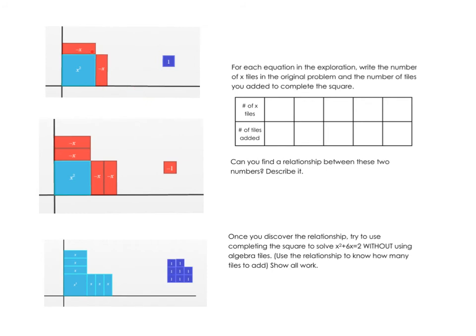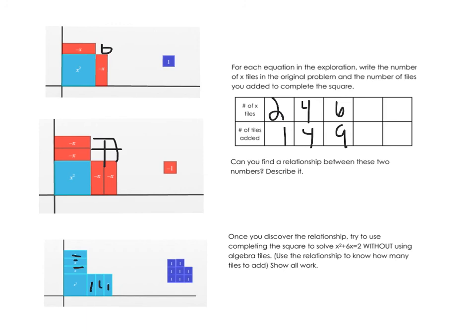So I'm seeing 2 x tiles, right? And how many tiles did I add? I added 1. I'm seeing 4 x tiles. And how many tiles did I add? I had to add 4. Here I had 6 x tiles. All right, 1, 2, 3, 4, 5, 6. And I had to add 9.